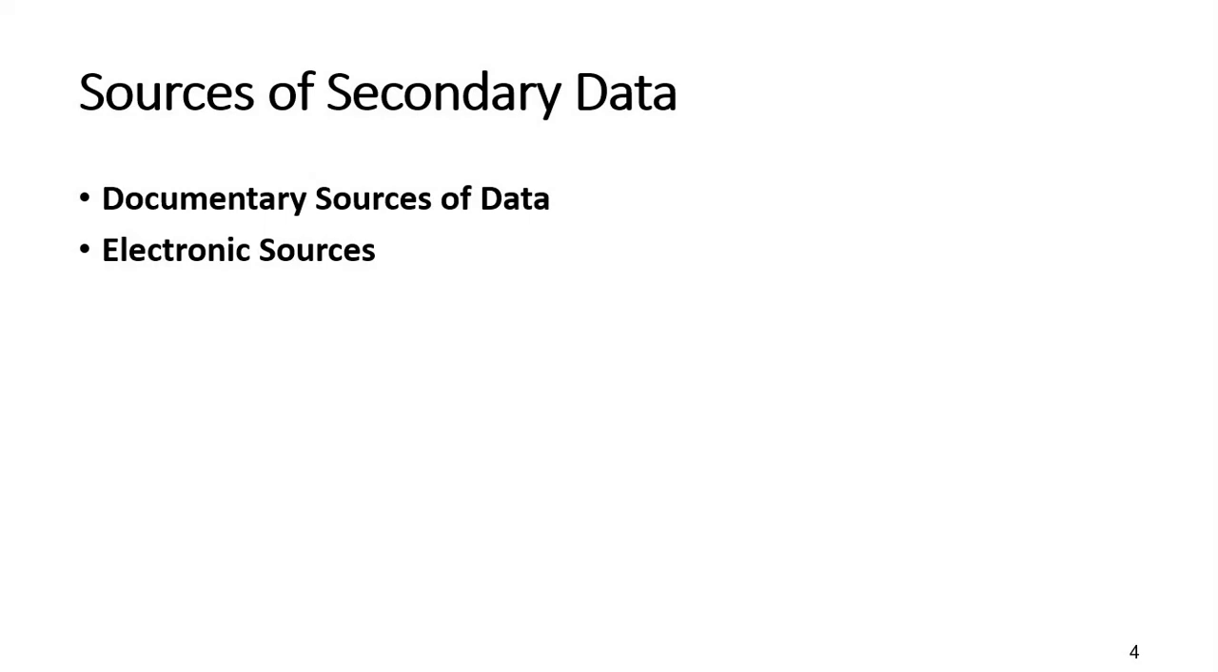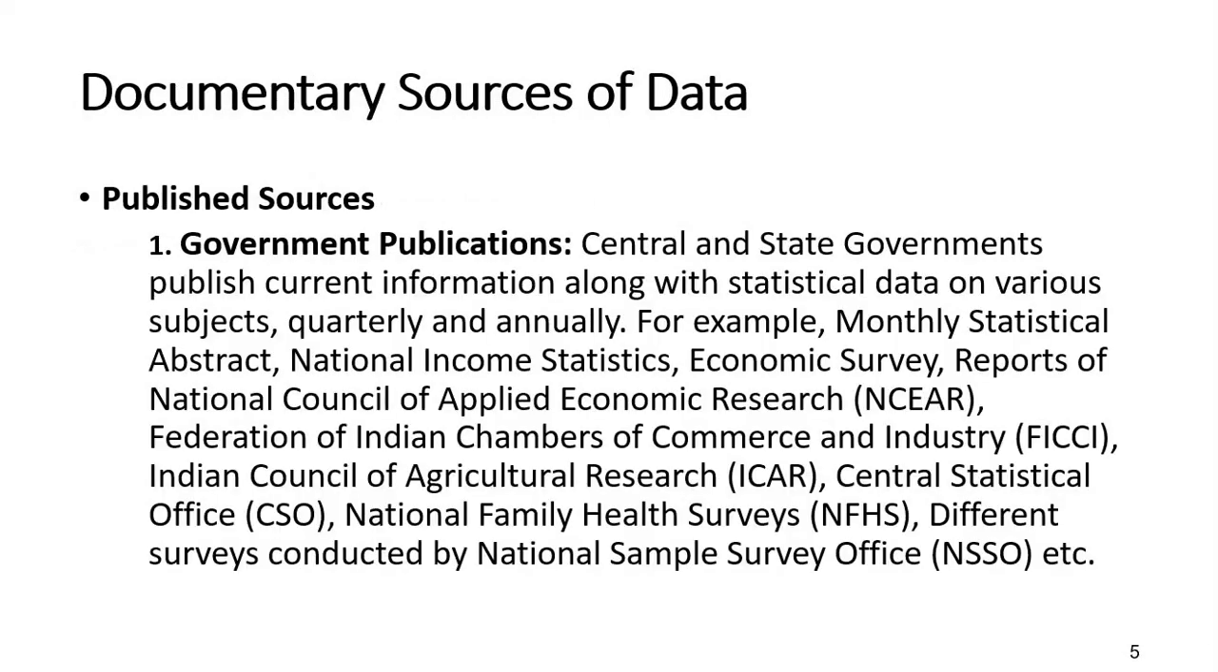And there are obviously documentary sources of data. So let us look into the documentary sources of data first and then go to the electronic sources. Documentary sources of data, these are some published sources. Among the published sources, we are quite acquainted with different types of government publications. The central government and state government in our country provide different types of data which are published monthly or quarterly or annually on different subjects.